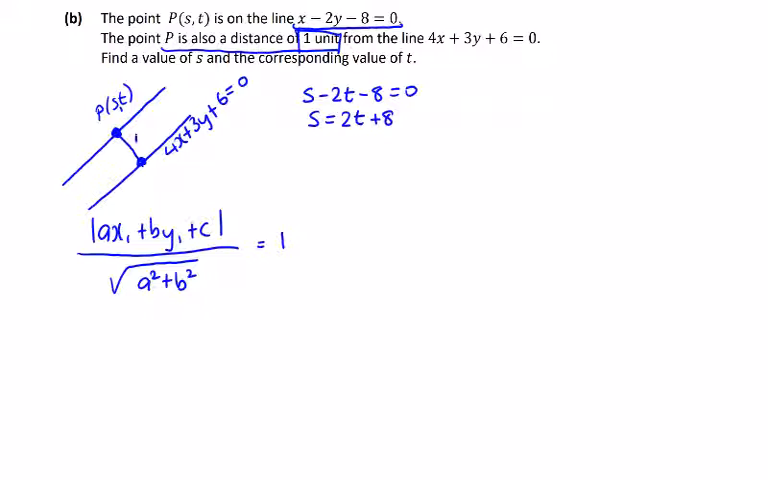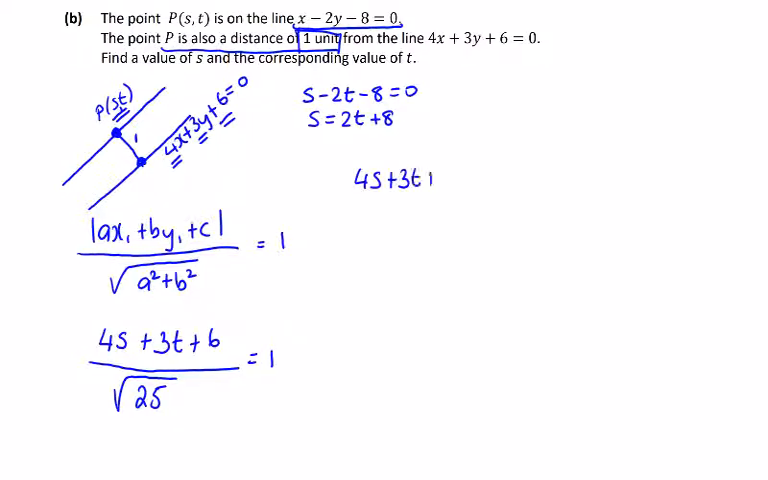This 1 here. So my a is equal to 4. My x is equal to s. My b is equal to 3, and my x and y are your s and t. 3t plus c, which is 6, over the square root. I don't think we need the modulus bars here. Over the square root of a squared plus b squared, which is 3 squared plus 4 squared, which is the square root of 25, all equal to 1. So tidying up, we're going to get 4s plus 3t plus 6 is equal to 5.